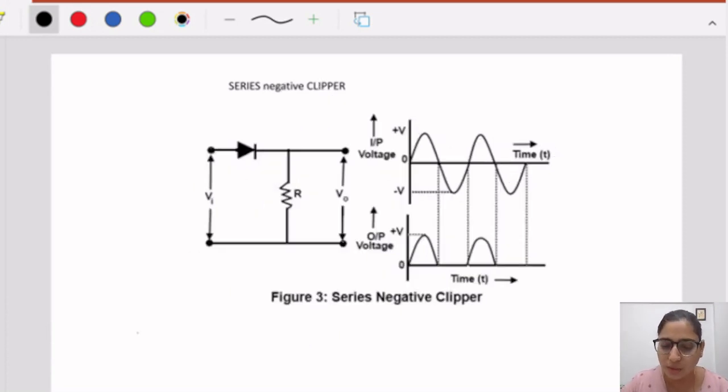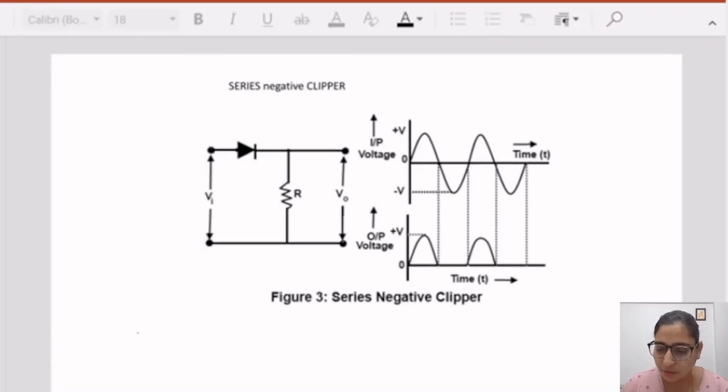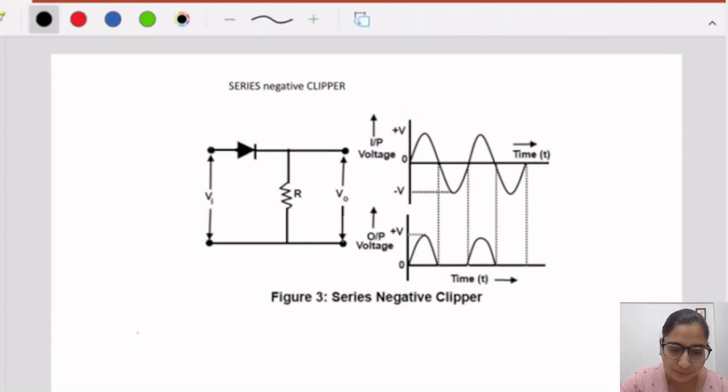Now in this, the diode and resistor are connected in series and we are clipping the negative half of the input. So here what is happening? In the first half, positive and negative, this we are considering: this is the positive side of the diode, this is the negative of the diode. So in the positive half, the diode works as forward bias because the positive terminal is connected to the positive of the battery. So the diode is in forward bias condition.